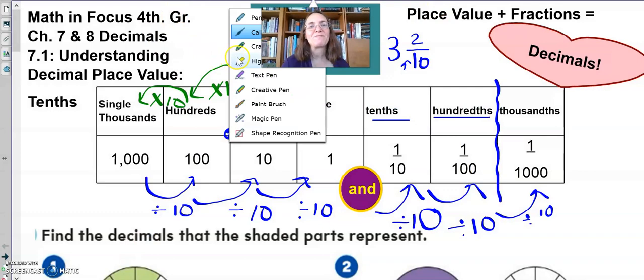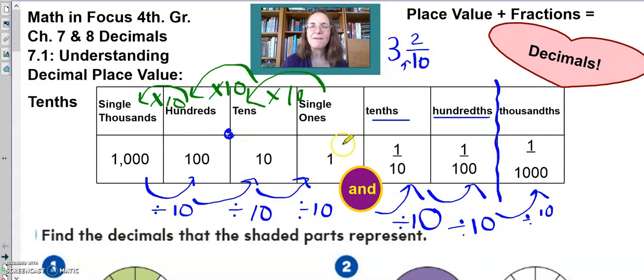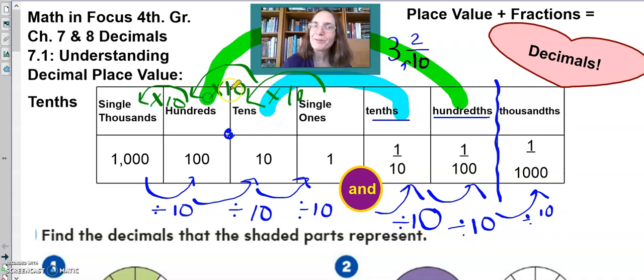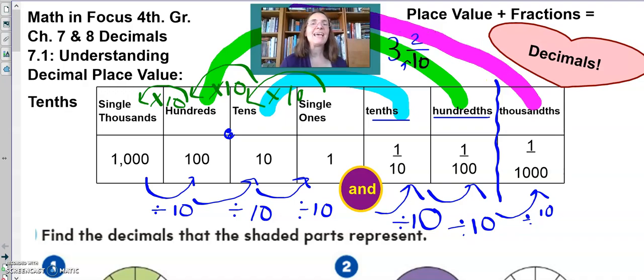We're looking for patterns, my friends. And so let's see if we can find some. Do you notice this? I've got a tenths place and a tens place. I've got a hundredths place and a hundreds place. I've got a thousandths place and a thousands place. So that's another pattern that can help you with decimals.